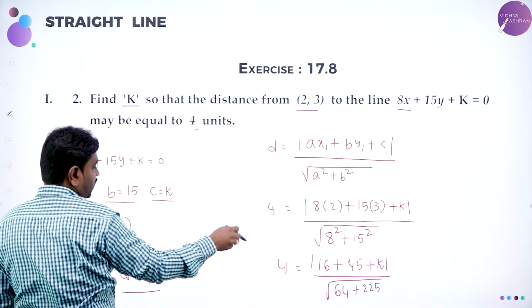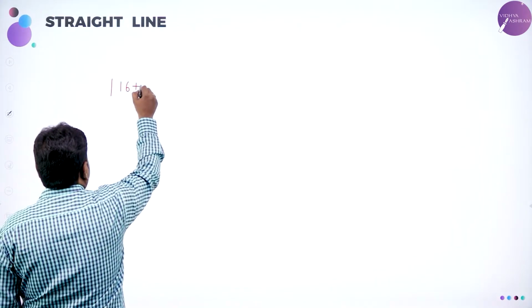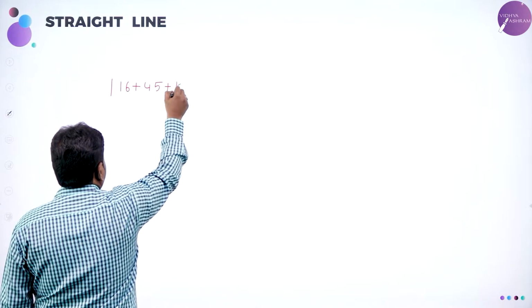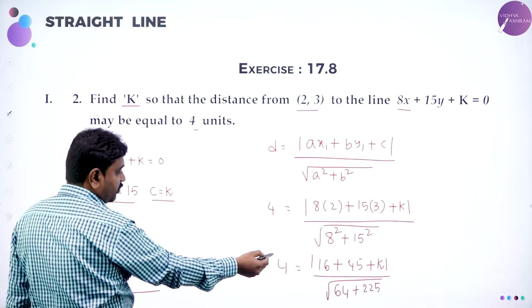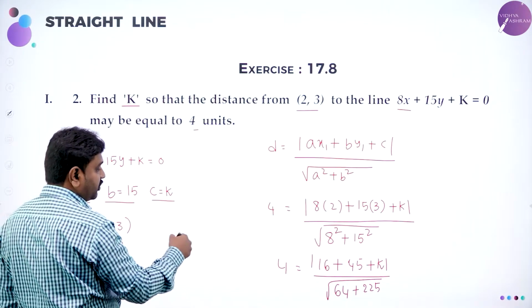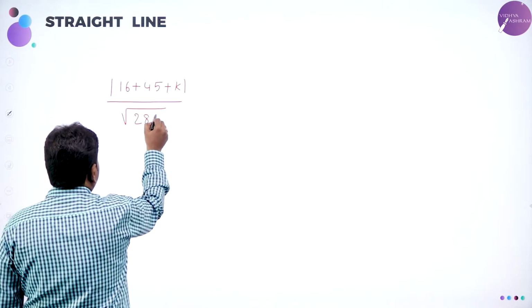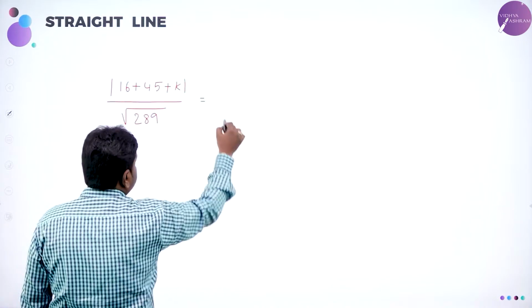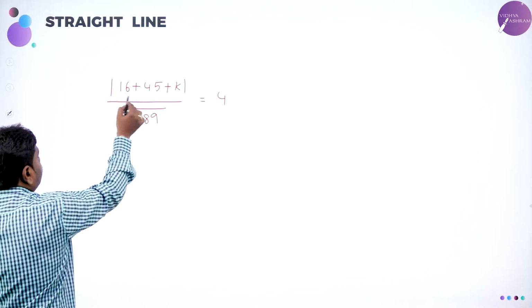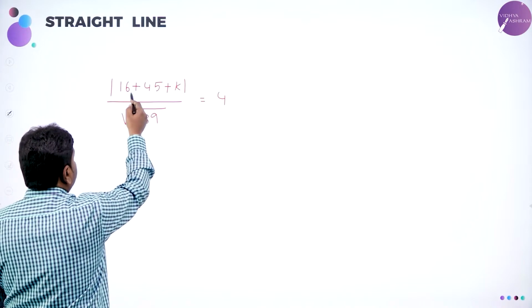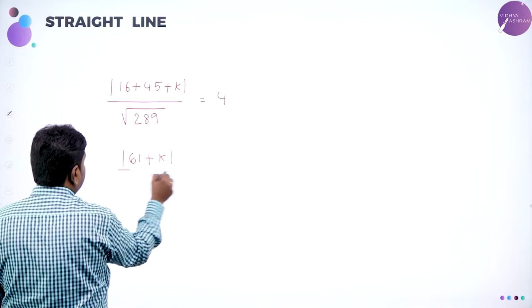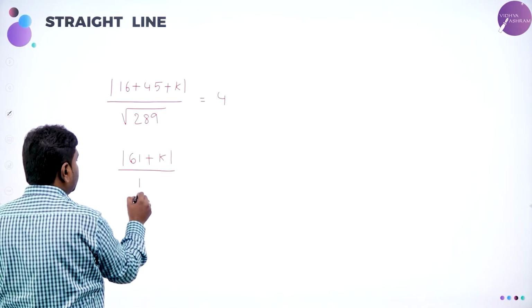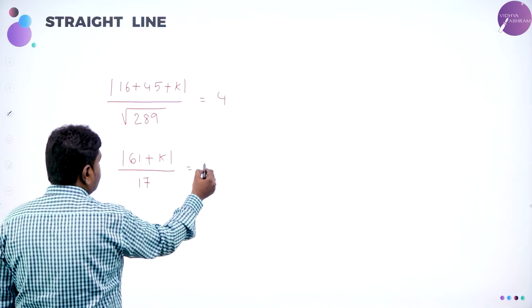I'll write RHS. Modulus of 16 plus 45 plus K divided by root of, add this. So 225 plus 60 is 285, 285 plus 4 is 289, equal to RHS distance. What is the distance? 4. So 45 plus 16 is 61, 61 plus K divided by root 289. Root 289 is 17, equal to 4.